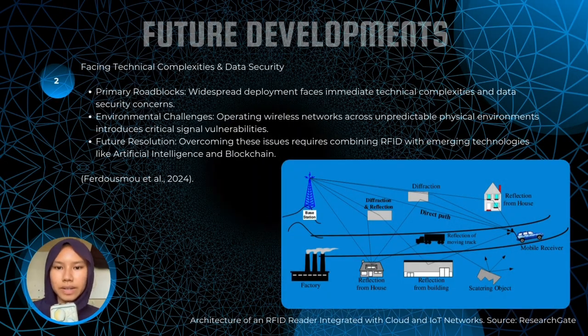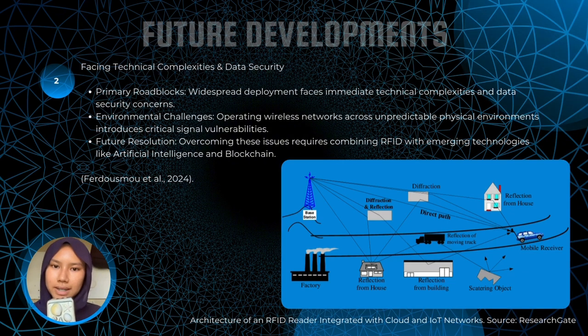Second, expanding these networks means facing major technical complexities and security risks. Unpredictable environments cause signal instability, and open wireless channels leave data vulnerable. To fix this, the future of RFID relies heavily on integrating AI and blockchain to secure the data and handle those environmental complexities.